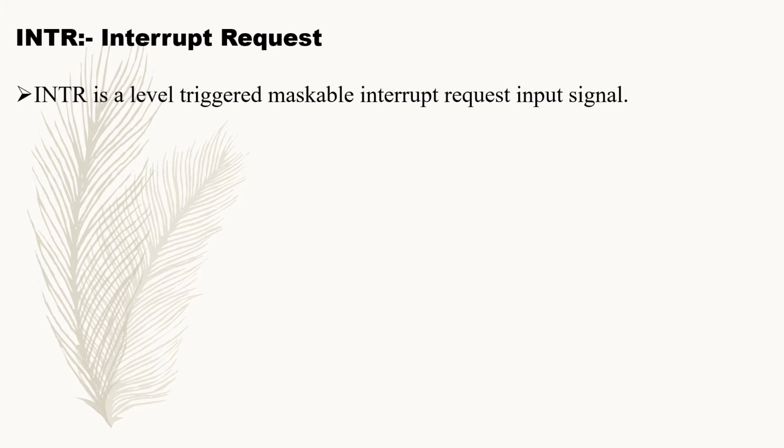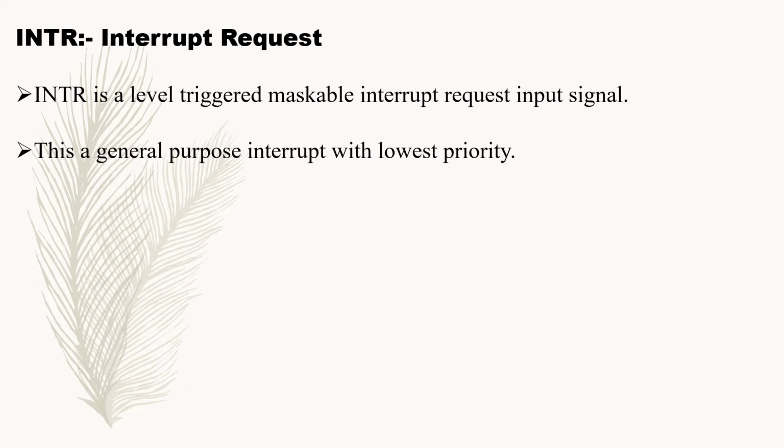What is the initial status of the INTR? It was always low. In order to make the transition from low to high, we trigger it. Triggering is the process of giving an external signal to change the state from high to low or from low to high. So INTR here is a level triggered maskable interrupt.